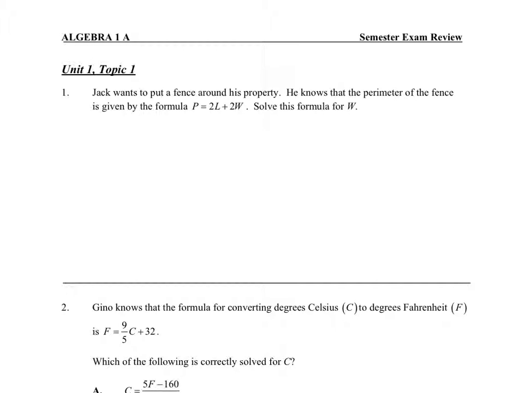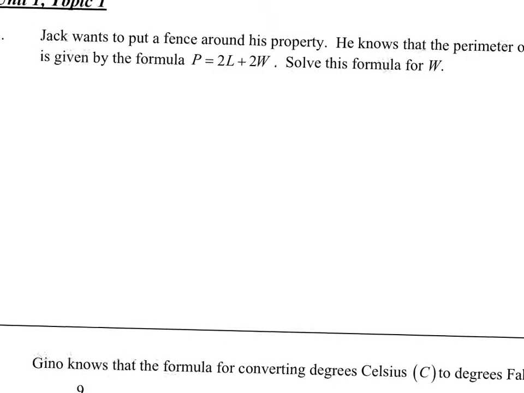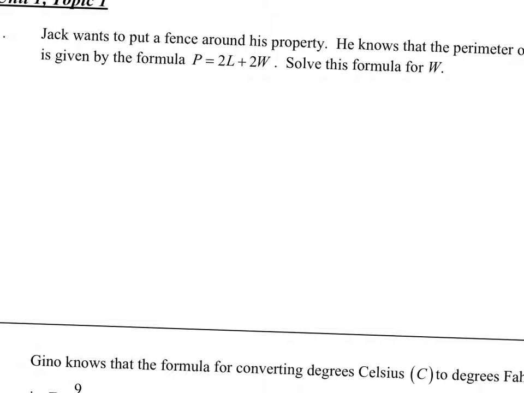Jack wants to put a fence around his property. He knows the perimeter of the fence is given by the formula P equals 2L plus 2W. Solve this formula for W.